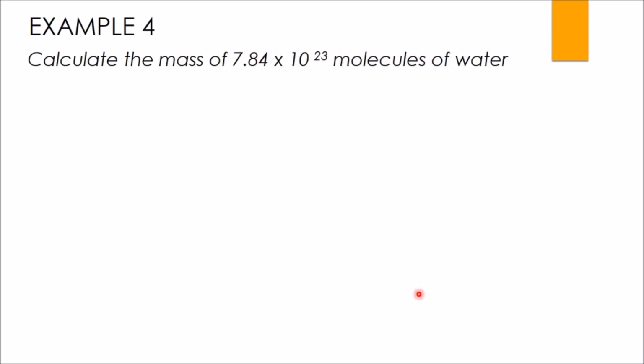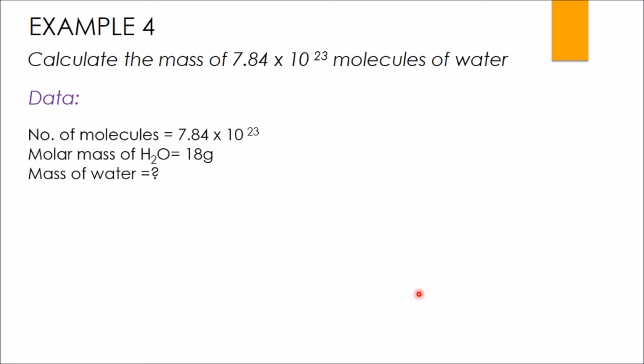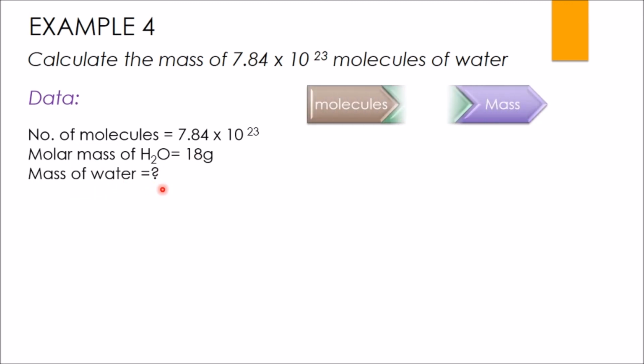Next example, calculate the mass of 7.84 exponent 23 molecules of water. So guys, over here you are provided with the number of molecules, and we have to find out the mass. What are we going to do? We have the data first. Number of molecules provided is 7.84 exponent 23. We know that the molar mass of H2O is 18, and the mass of water we have to find out. The strategy we are going to apply here is we are going to convert the number of molecules into moles, and from moles we are going to go to the mass.